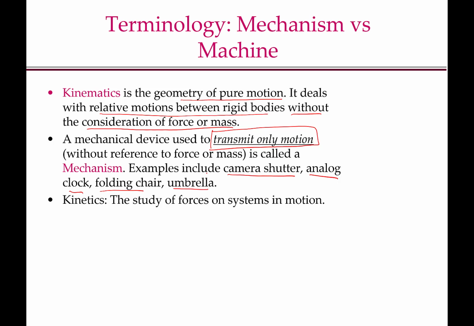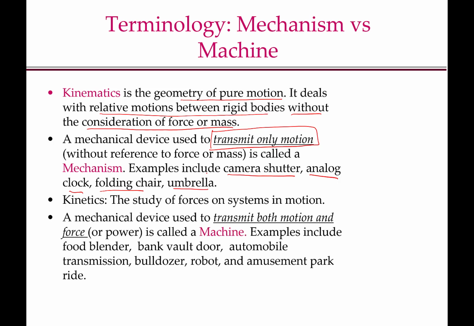And as we just discussed, kinetics is the study of forces on systems in motion, and we distinguish between a machine and a mechanism. A mechanical device used to transmit both motion and force or power is called a machine. So when we talk about a machine, we are thinking about both motion and power. For example, you can think of a food blender, an automobile transmission, a bulldozer, a robot, an amusement park ride.